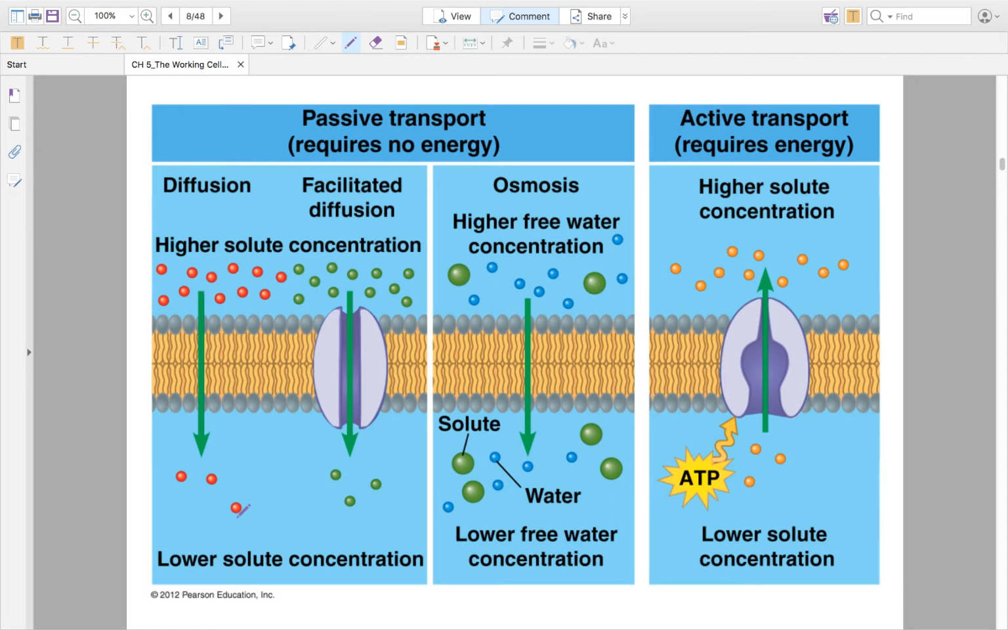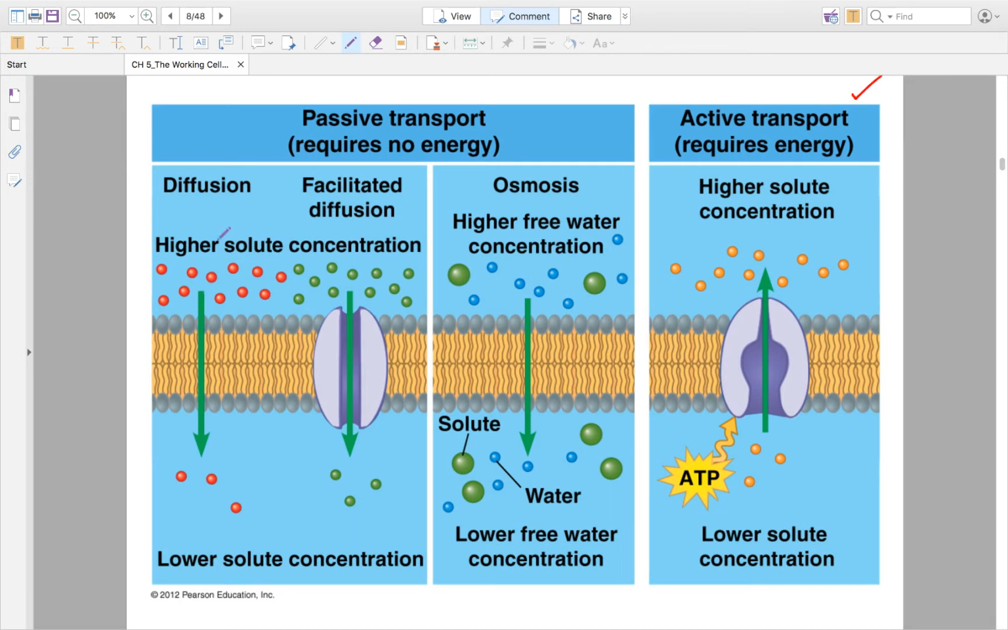All right, the next thing we're going to talk about is transport, membrane transport specifically. So what we're looking at is the different types of possible methods of moving things in and out of the cell.